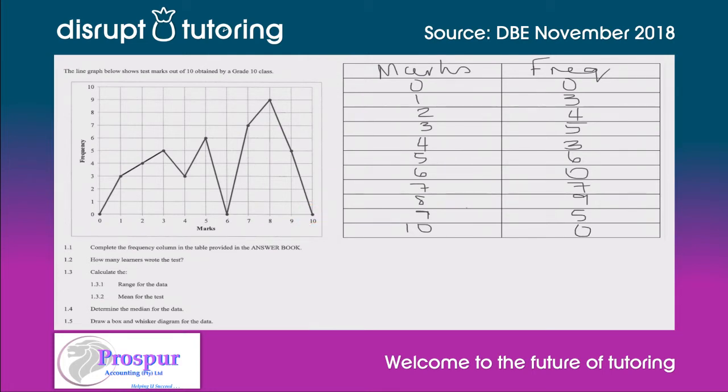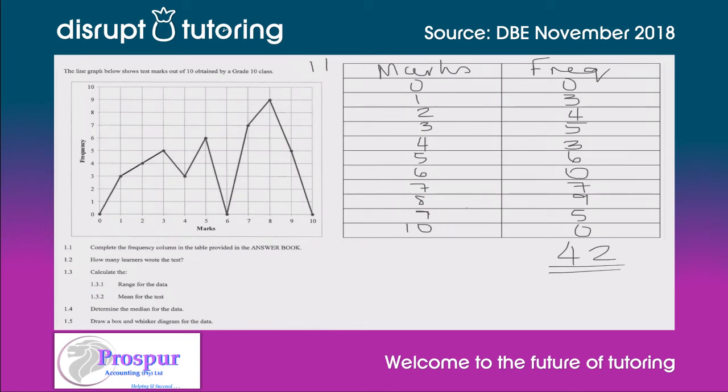All right, so let's sum that up for the next question. So that's 1.1. Right, how many learners wrote the test? All we would do there is add those up. Using a calculator is fine. And we know that 42 learners would have written that test.